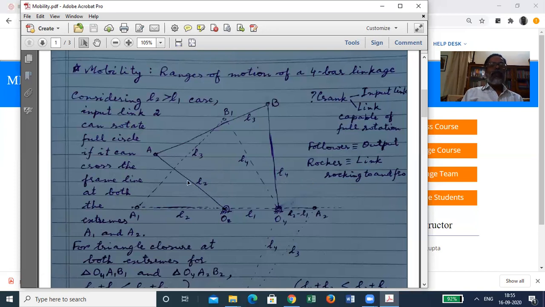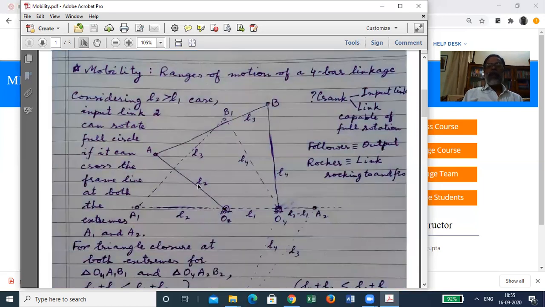Now, for this link, which is the input link, to have full circle rotatability relative to the frame, it should be possible for it to cross this frame line, line O2O4, at both extremes. At, where is the mouse? Mouse gets lost. Thanks.